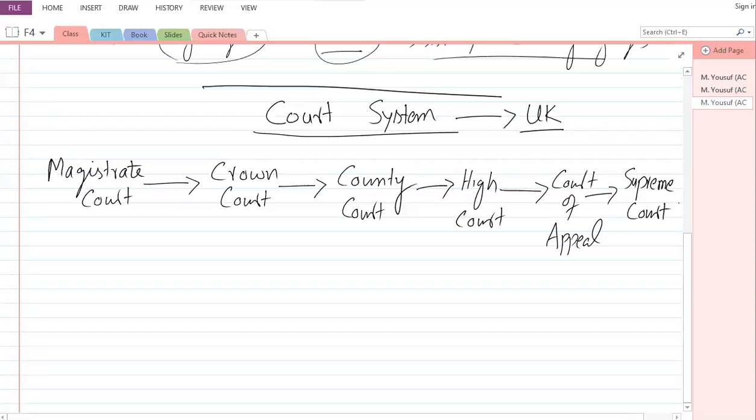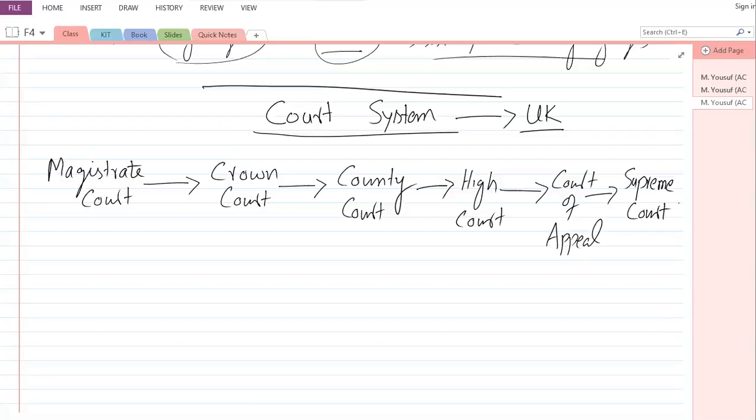Magistrate court is the lowest court. Supreme Court is the highest court. So we have to go through all these courts one by one. We will start from magistrate court. We will discuss three things in every court: the structure and the judges of the court, the jurisdiction of the court, and the appeals of that court, the right of appeal. These are the three most important things to be memorized, to be studied in the hierarchy of courts.